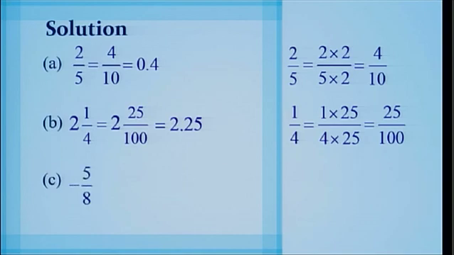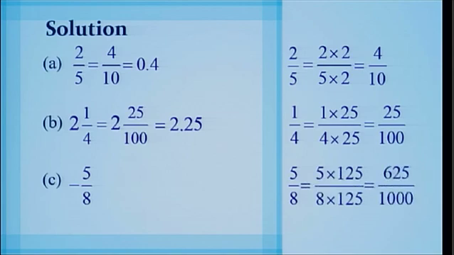Negative 5 over 8. How are you going to write it as a decimal number? Okay, yes, we are going to write the denominator as 1000. So 8 times 125, so you're going to multiply the numerator also by 125. We have obtained here 625 over 1000.